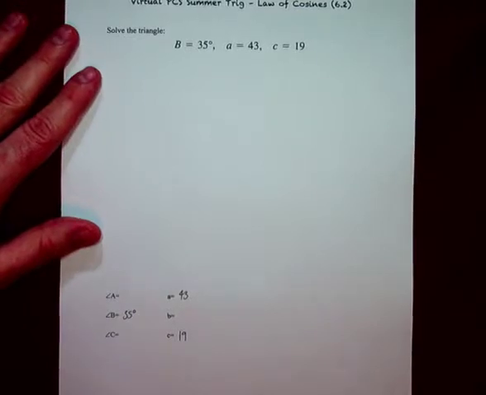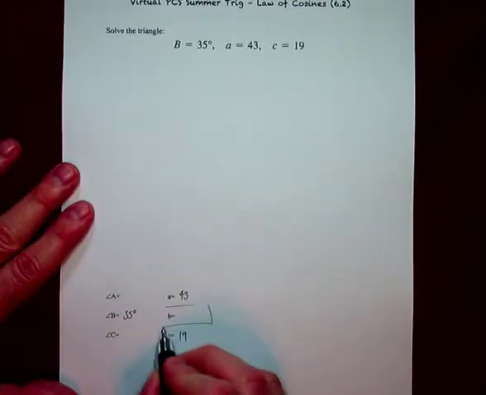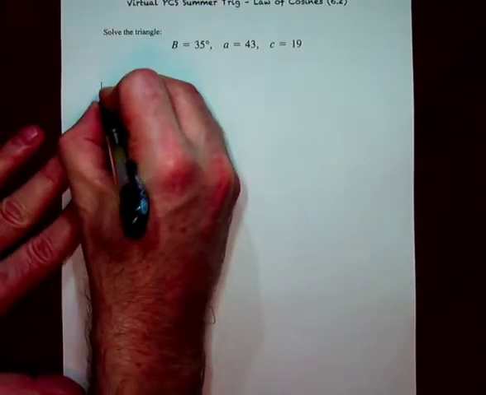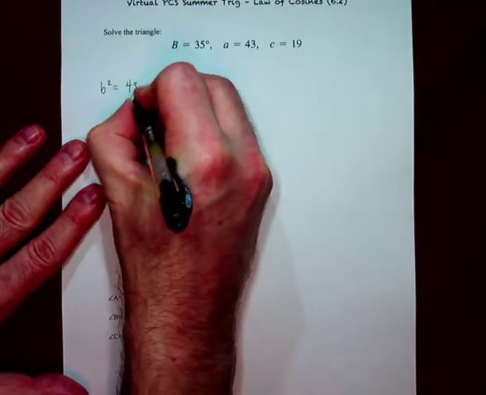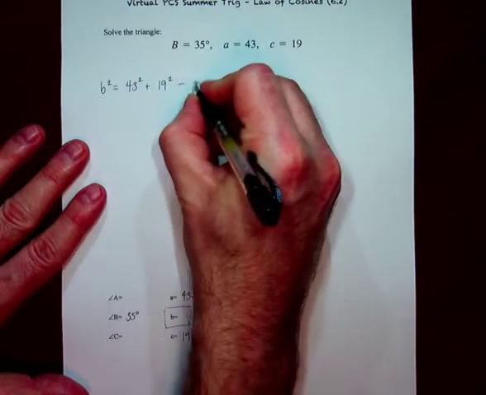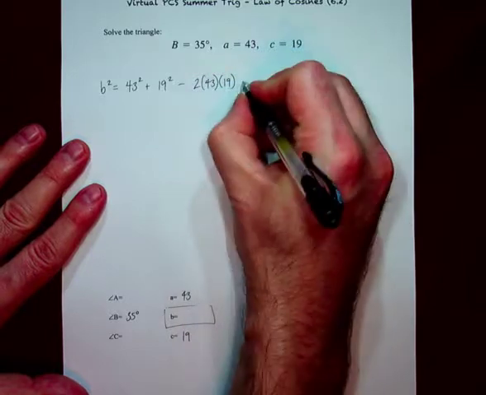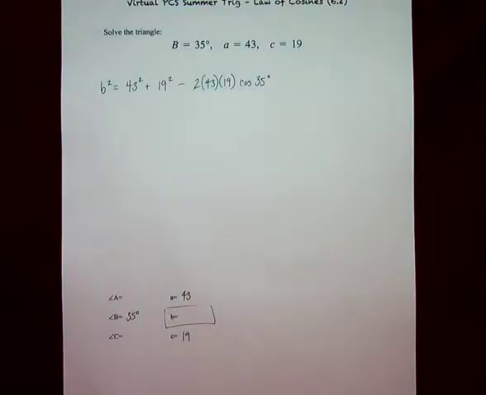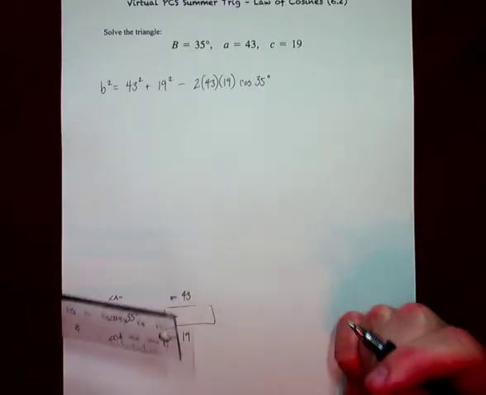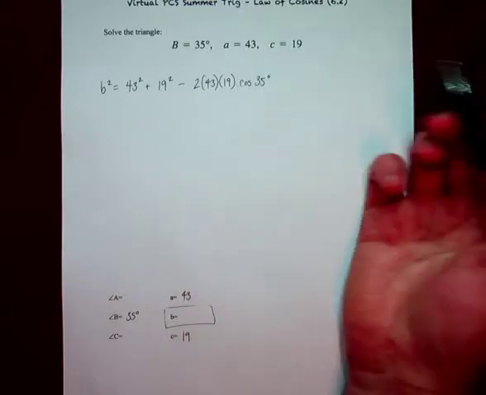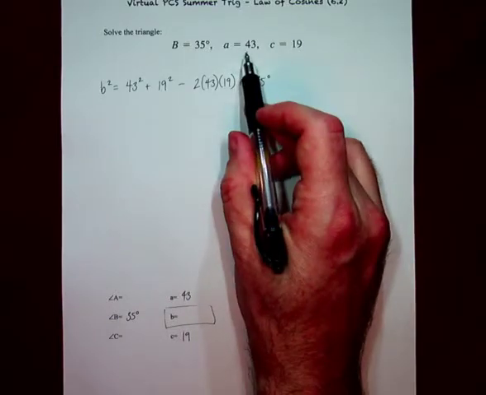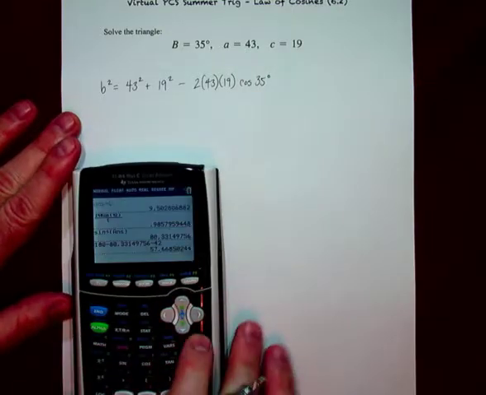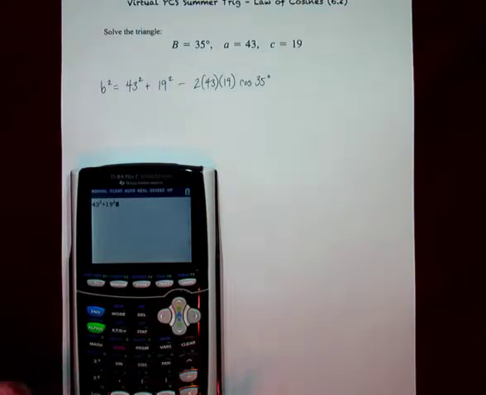Well, what I can look for is b. So let's go ahead and do that. So I have b squared is equal to a squared plus c squared minus 2ac times the cosine of 35 degrees. Now 35 degrees isn't really all that big, and it's kind of odd the fact that one of these sides is so much longer than the other. And so I'm thinking that angle A is probably going to be obtuse, but let's see. 43 squared plus 19 squared minus 2 times 43 times 19 times cosine of 35 degrees.